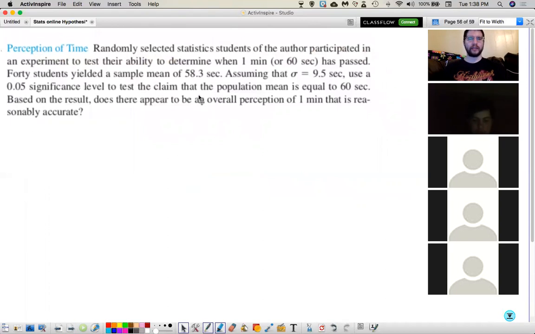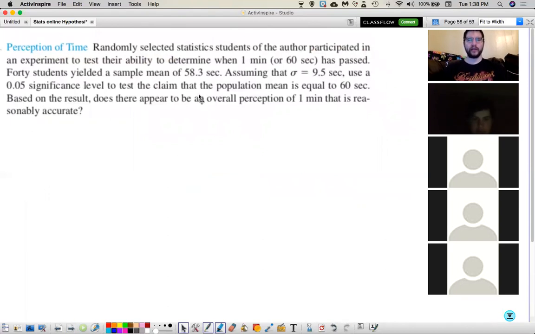So we have randomly selected statistics students who participated in an experiment to test their ability to determine when 1 minute has passed. 40 students yielded a sample mean of 58.3 seconds. Assuming that the population standard deviation is 9.5 seconds, use a 0.05 significance level to test the claim that, and I'm just going to go ahead and highlight, the population mean is equal to 60 seconds. That's the claim. Based on the result, does there appear to be an overall perception of 1 minute that is reasonably accurate?